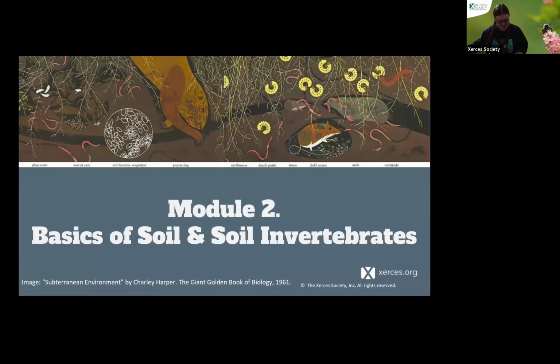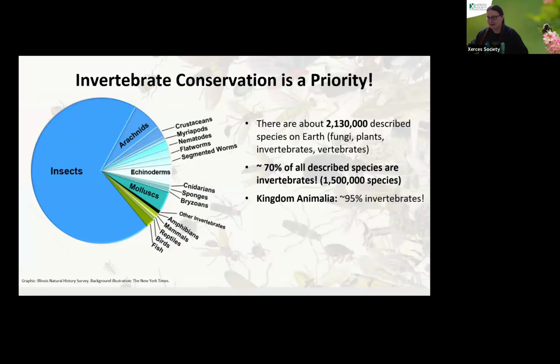All right, moving into our second module, the basics of soil invertebrates. So to start off, I just want to give the information on how diverse these animals are. And invertebrate conservation is really a priority. We need all these animals. We'll talk about the different functions or ecological services they provide, which are essential in most terrestrial landscapes. And this is a hugely diverse group.